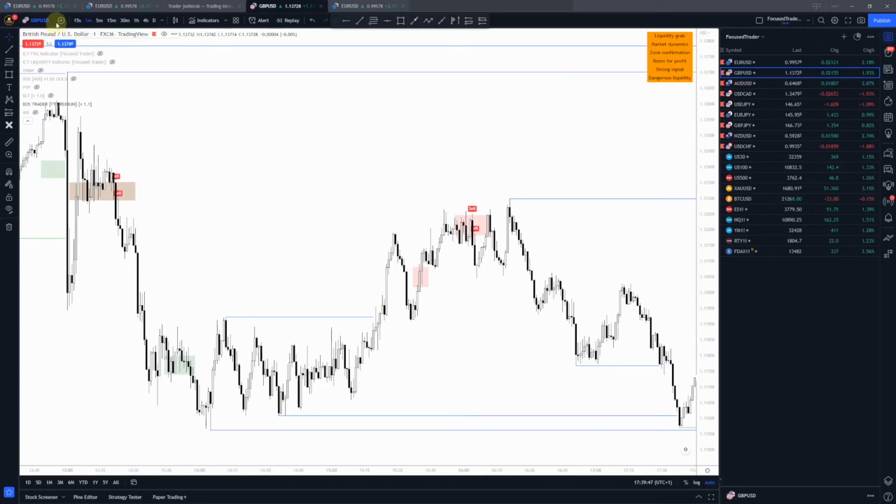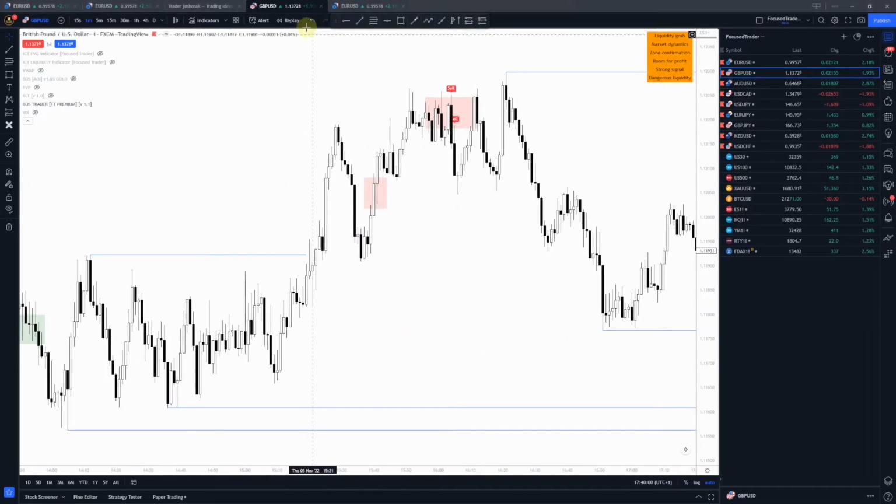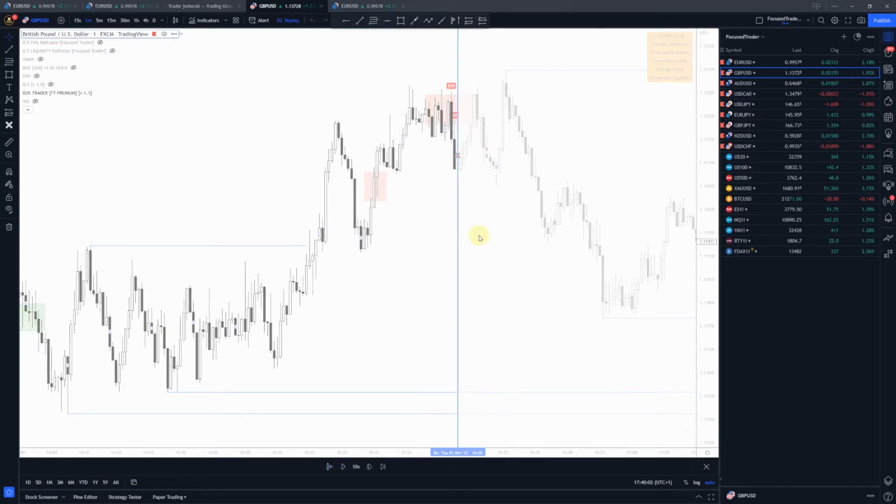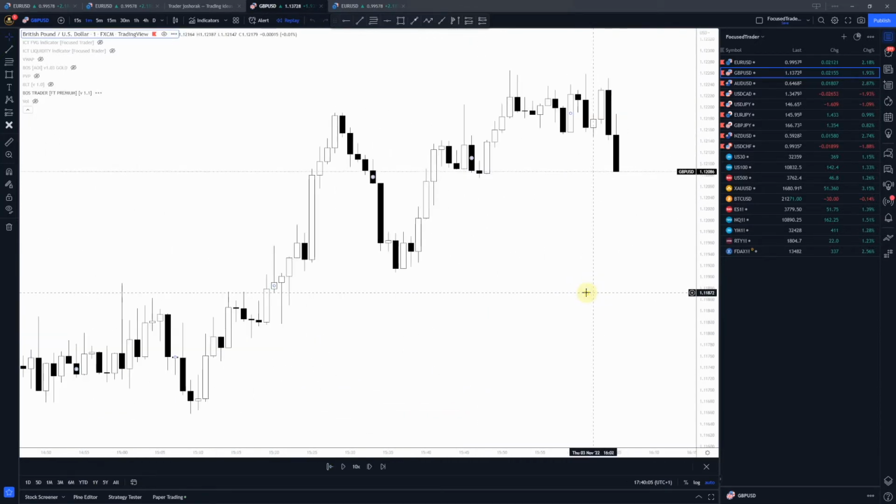We are starting on GBPUSD 1 minute time frame, and I've set my charts to this specific situation where I see dangerous liquidity, which is not enabling us to enter the position. Why? Let me go to replay mode and let me show you this.